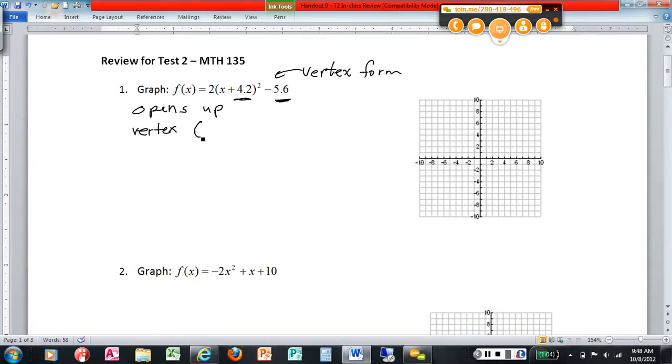Now, on the h, the only thing you have to remember is, what do we have to do there? Reverse the sign. If it's a positive 4.2 in the parentheses, we change it to a negative 4.2. And then the k is just as is there. So h, k is negative 4.2, negative 5.6, that's going to be the vertex, that turning point on this graph. And so if I come over here to negative 4.2 and negative 5.6, right about in there, that is my vertex.